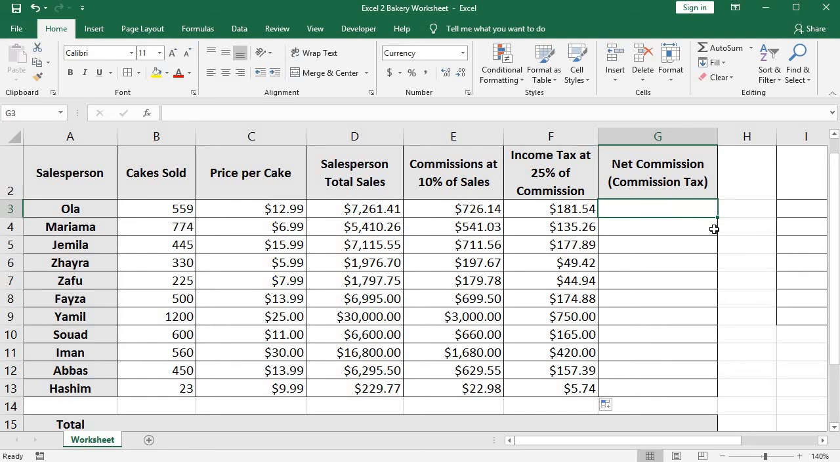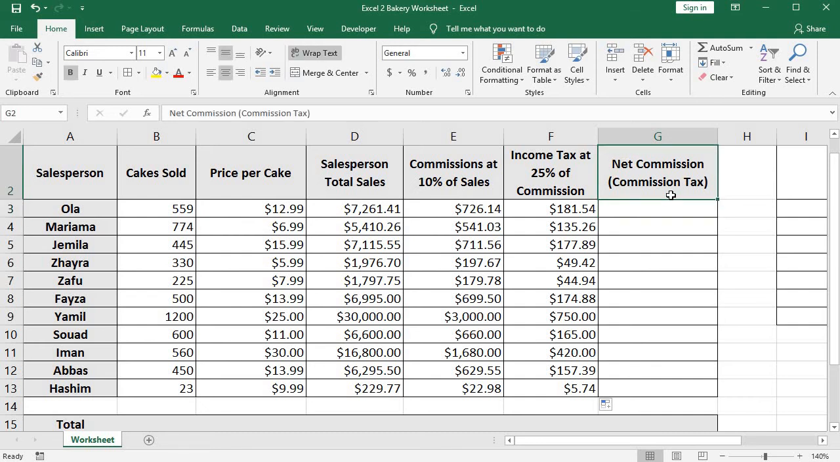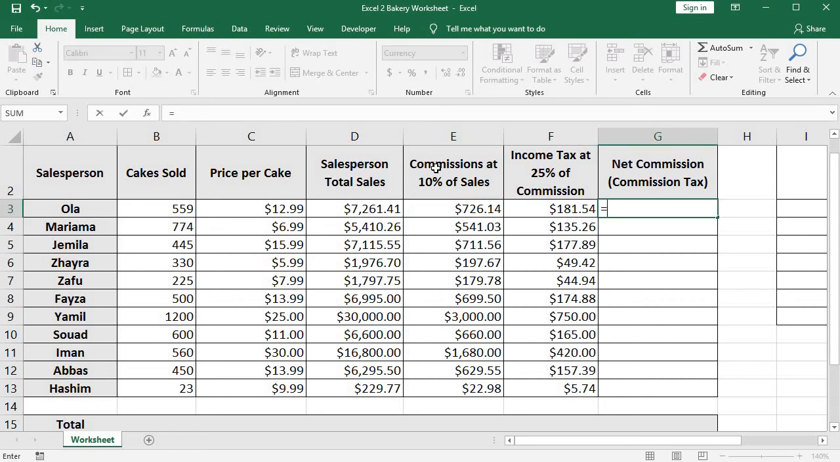Okay, finally we have the net commission, the commission minus tax. That's basically the remainder of the money that they have. Each salesperson made some amount of money, and when we take the tax off, that's going to be their net commission. That's the money that they take, the money that you print on the paycheck. So that's basically the commission minus the tax. So we can do that. Equals E3 minus F3. Yep, it looks right.